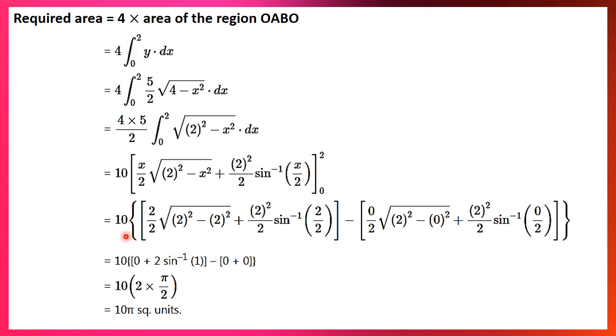So 10 into 2 upon 2 is 1, and 2 square minus 2 square is 0. So the first term will be 0 plus 4 upon 2, that is 2 into sine inverse 1, minus the second bracket, both the terms will be 0, and 10 into 2 into sine inverse 1, and sine inverse 1 is pi upon 2. So 2 into pi upon 2 into 10. 2 will get cancelled, then the required area is 10 pi square units.